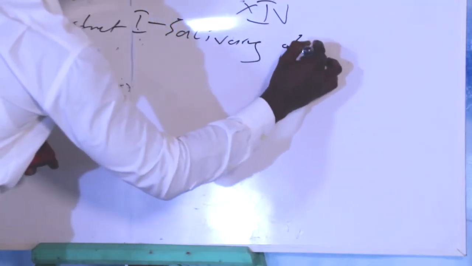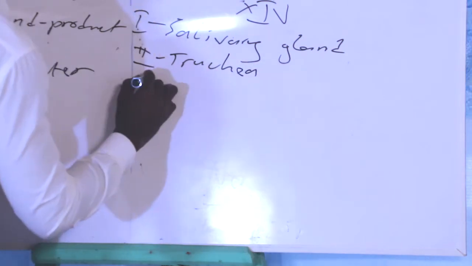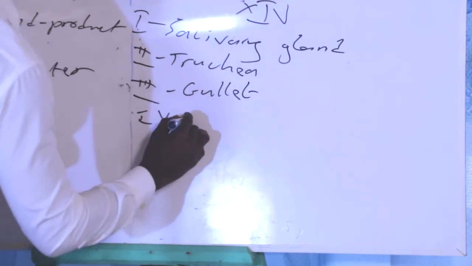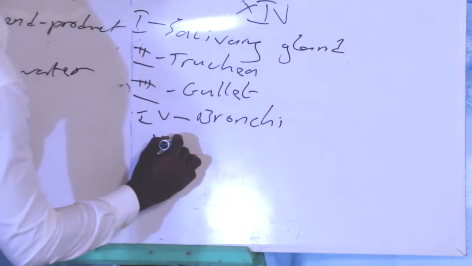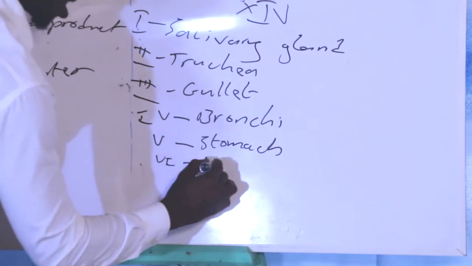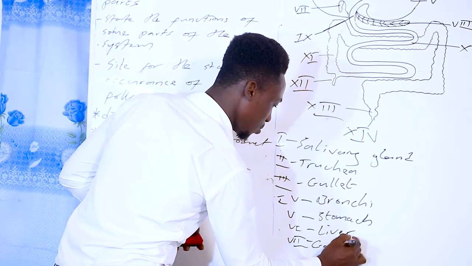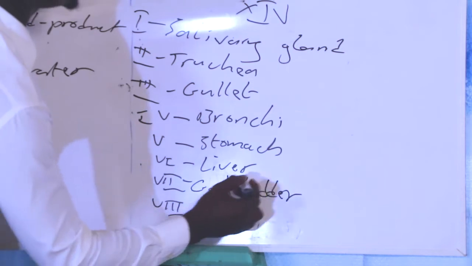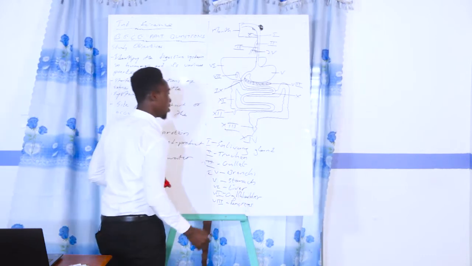So salivary gland, then II as trachea, then III as gullet or esophagus, then IV as bronchi, then V as stomach, then VI as liver, then VII as gallbladder, then VIII as the pancreas, or the pancreas, if you should put it that way.